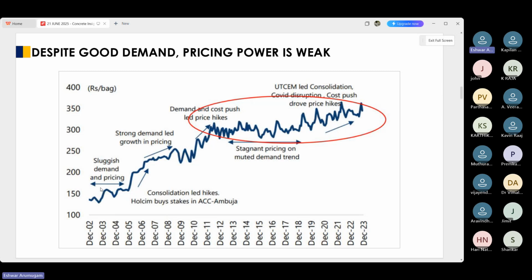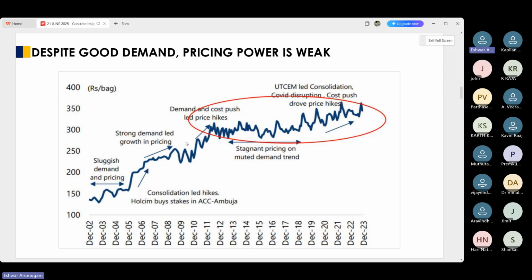So, if you, 1 minute. If you look at the trend of the cement pricing between 2002 to 2012, there was a strong housing and capex boom in India. Plus, Holcim had bought out stakes in ACC and Ambuja Cement, which led to consolidation, which led to price hikes. So between this period, the cement prices saw a good increase. It increased from around 150 rupees to about 300 rupees.